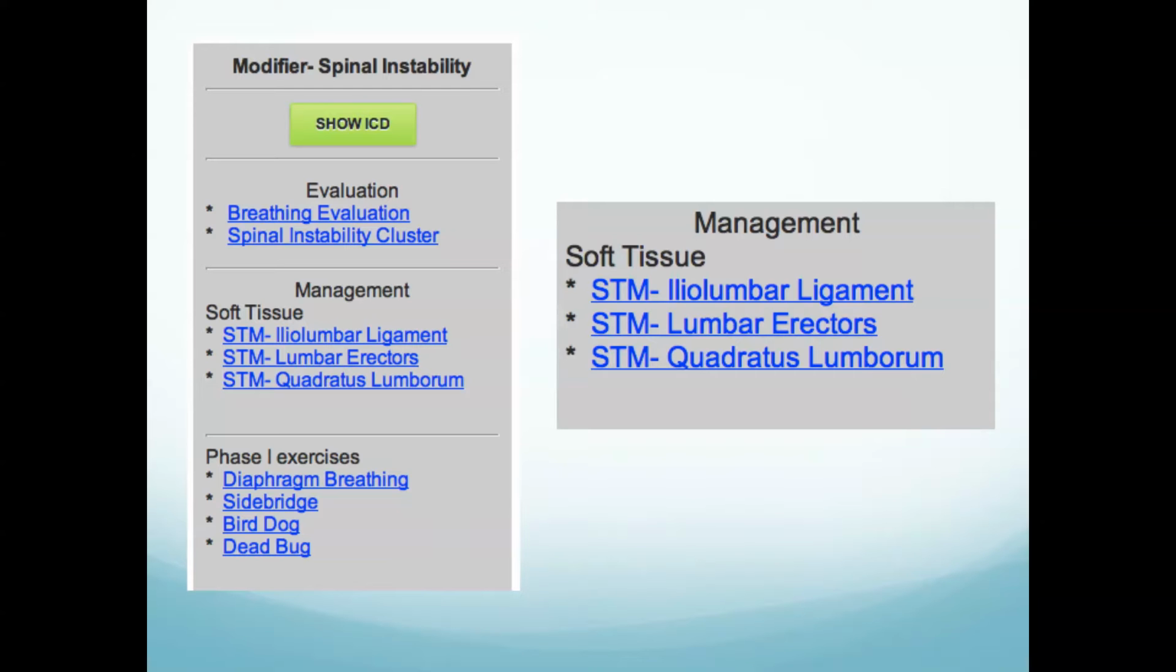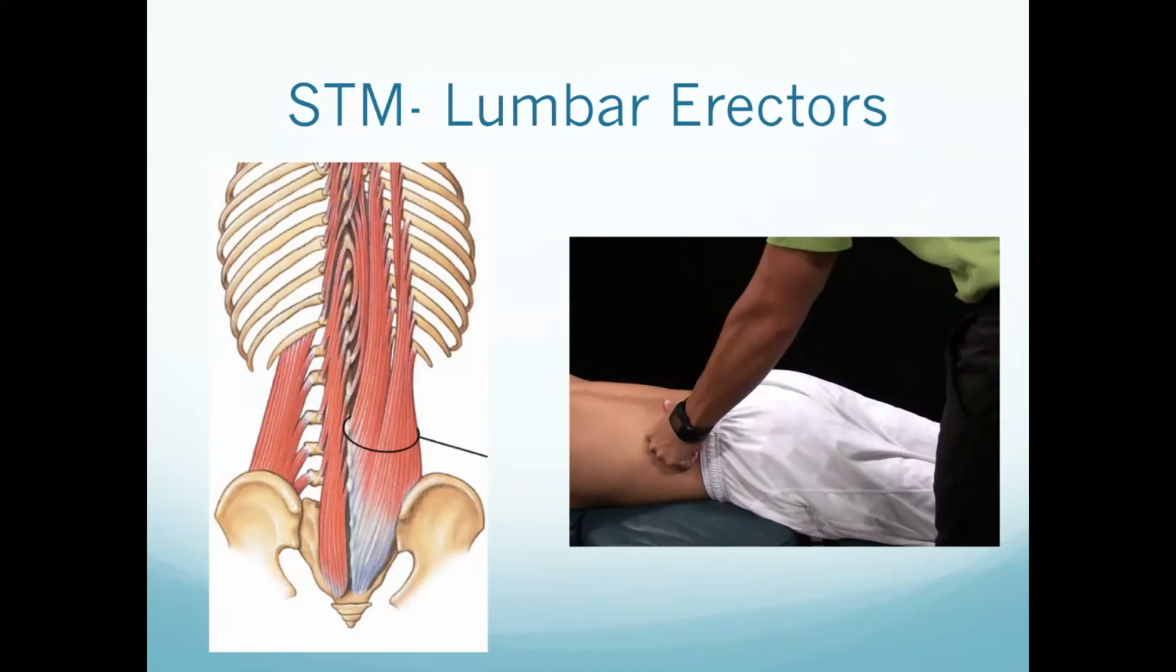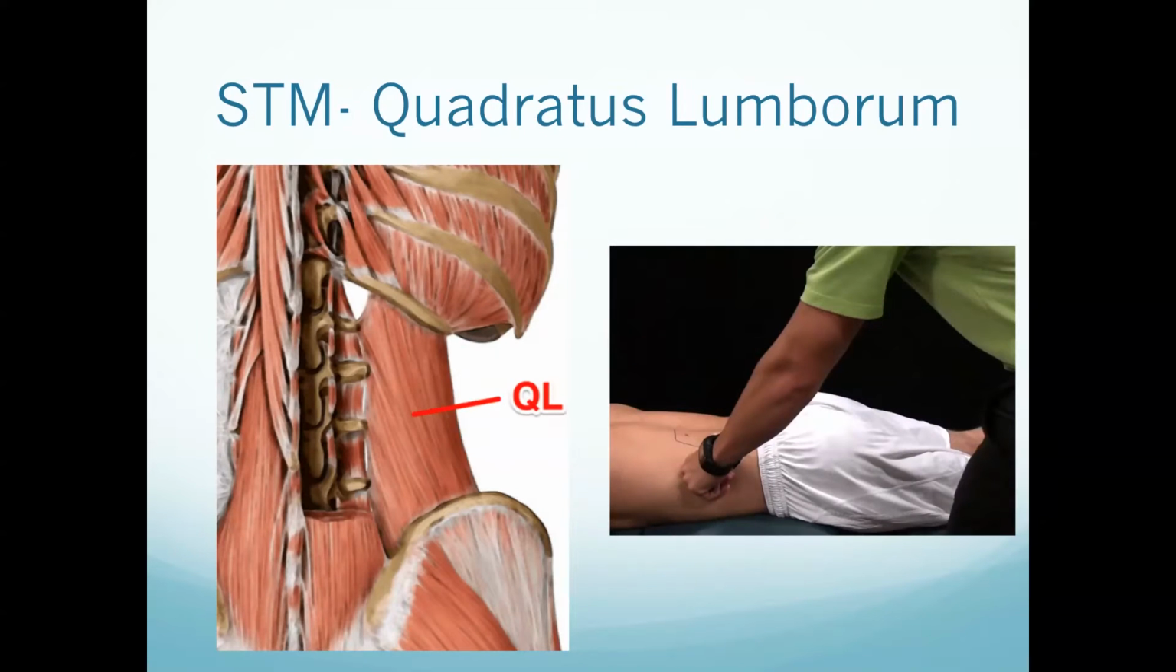Well, one thing that happens with instability is that some of the muscles become overworked in some of the soft tissues. So this chronic musculoskeletal dysfunction leads to development of trigger points and myofascial irritation in things like the iliolumbar ligament, the lumbar rectors, and the quadratus lumborum. So we're going to perform soft tissue manipulation of those tissues. Sometimes instrument-assisted soft tissue manipulation may be beneficial over the iliolumbar ligament, the lumbar rectors, and the quadratus lumborum.